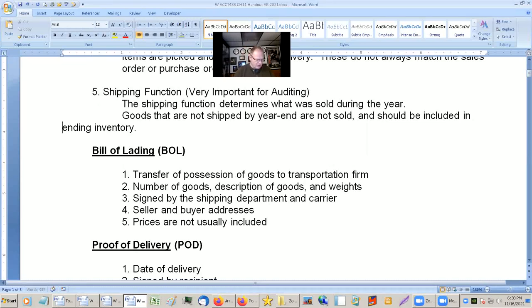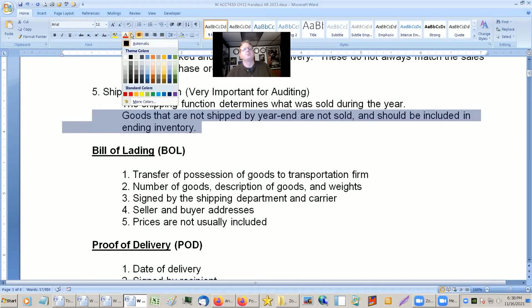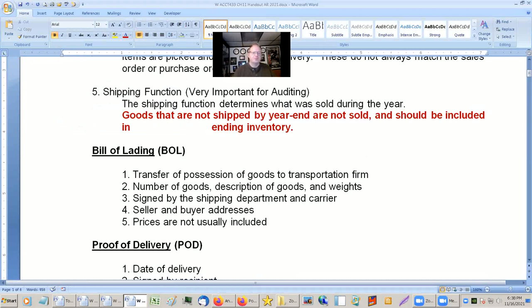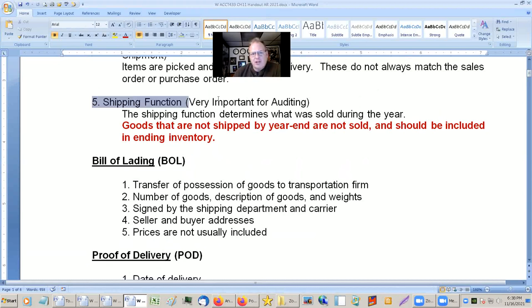So the goods that are not shipped by year end are not sold. Generally, that's a general rule. So unless they've left the place, they are not sold and should be included in ending inventory. So this shipping function, it's probably not that high up on the list as far as operations maybe, but it's very important for auditors to know what stuff gets included in it.